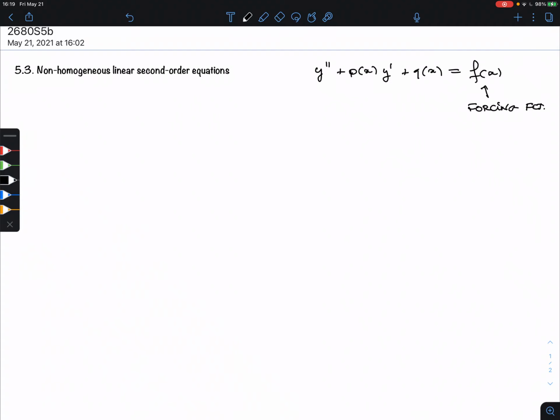Salutations. So we did homogeneous linear second order equations in the previous session, and now we're talking about the non-homogeneous. To remind you, this is how a second order linear equation looks like. Linear because it is linear in y prime and linear in y, and then there's a term here, that's the forcing function. If this is non-zero, then we're dealing with a non-homogeneous case.